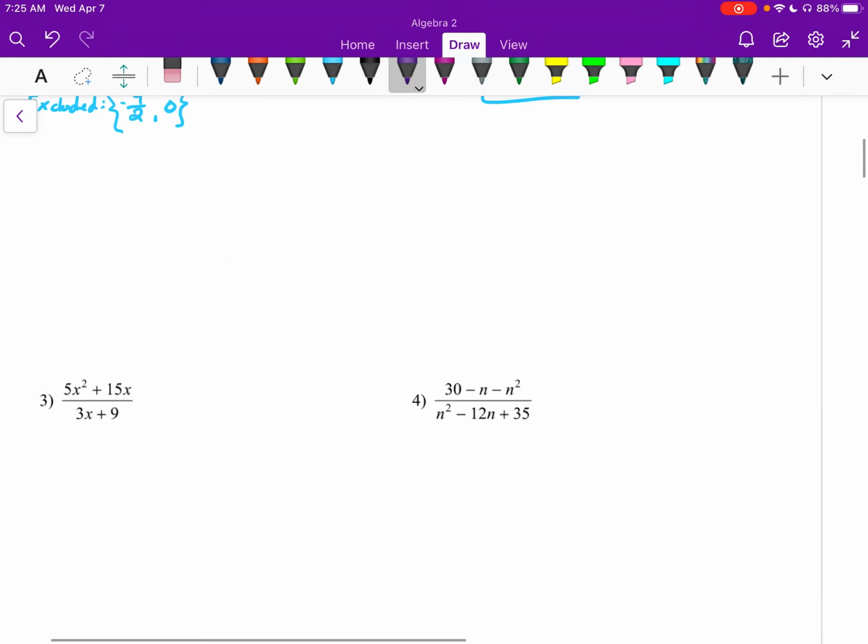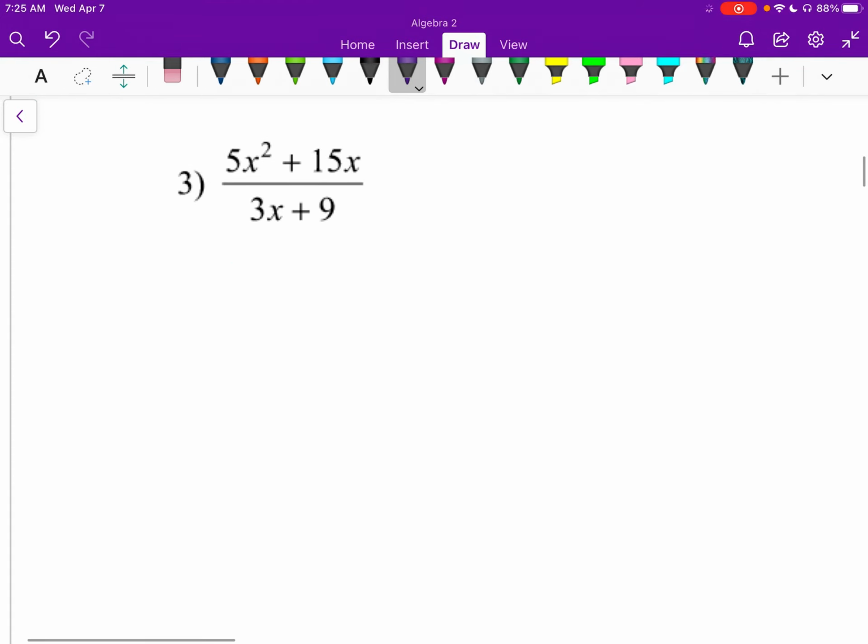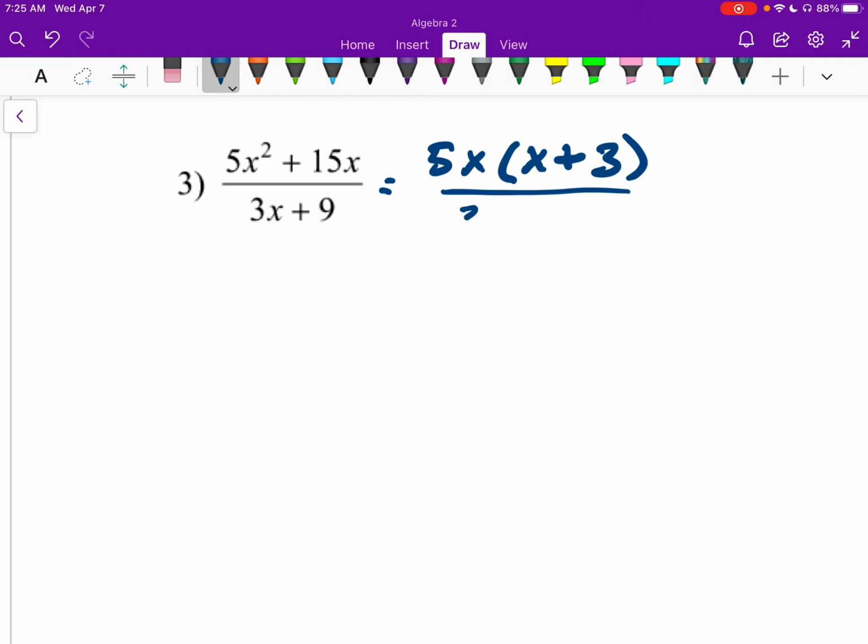All right, let's look at number 3. What can we cancel out? The top, we can pull an x out, right? We can pull a 5x out of the top, actually. This will be x plus 3 left over. And the bottom, we could pull a 3 out, 3, and then x plus 3.